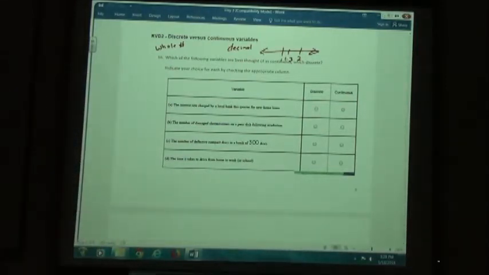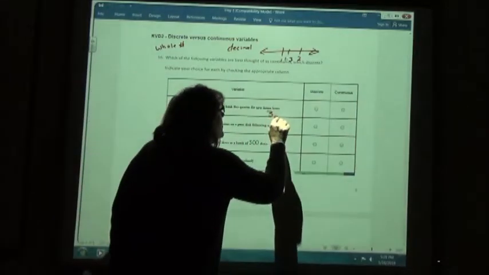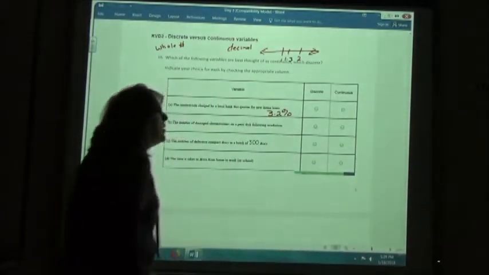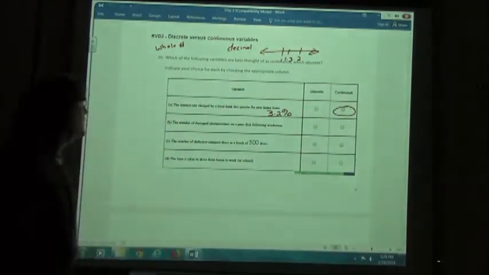So, the interest rate charged by a local bank for this quarter for a new home loan. I want to think about, could I have an interest rate as a decimal? Could they charge me 3.2% interest? Well, sure they could. So that one's going to be continuous.